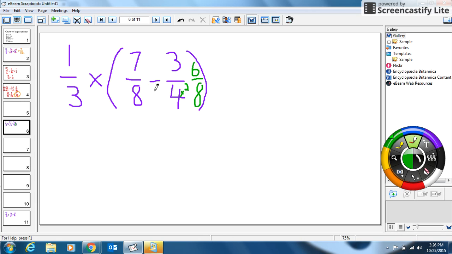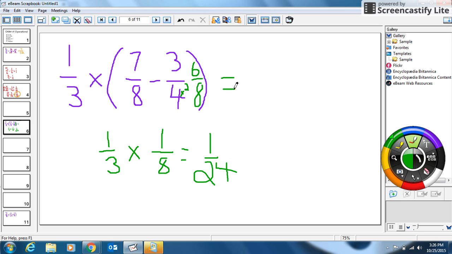Now, really, I'm asked 7/8 subtract 6/8. 7 subtract 6 is 1. Denominators stay the same. In this case, 8. And I bring the rest of the question down. So 1/3 times 1/8. Well, when multiplying fractions, multiply the numerators. In this case, 1 times 1 is 1. And I multiply the denominators. In this case, 3 times 8 is 24. So my answer for 1/3 times 7/8 subtract 3/4 in brackets is equal to 1/24.